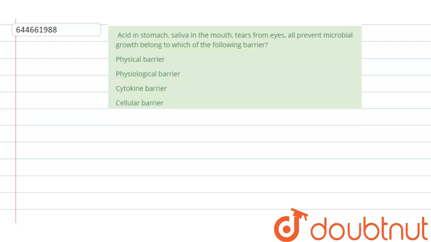Hello everyone. The question that is given over here is: acid in stomach, saliva in mouth, and tears from eyes all prevent microbial growth belong to which of the following barriers? So the first option is physical barrier, the second option is a physiological barrier, the third option is a cytokine barrier, and the fourth option is a cellular barrier. So let us solve this question.